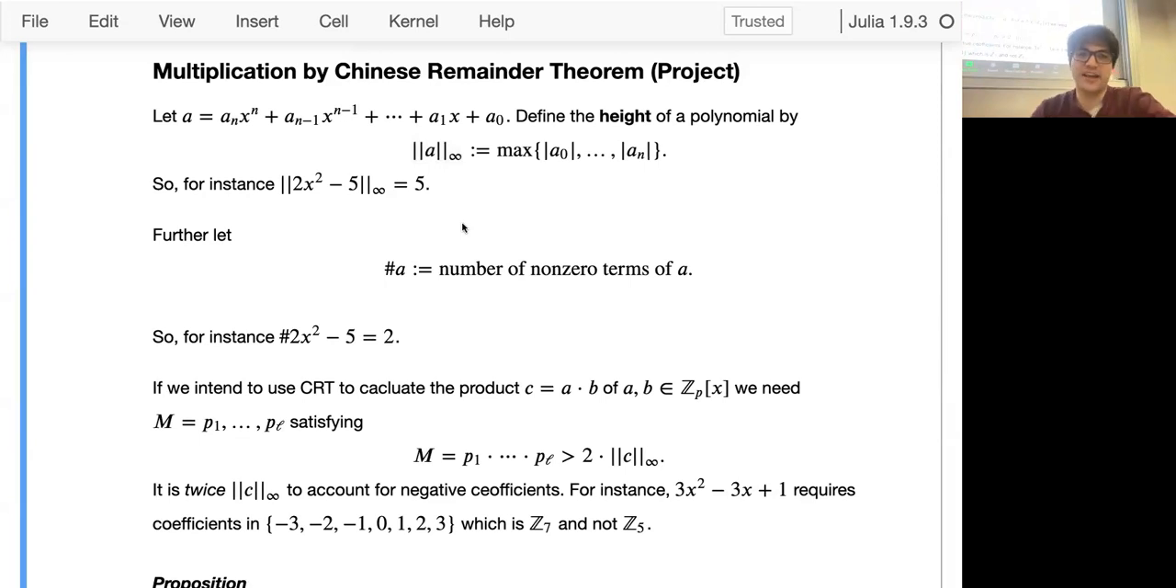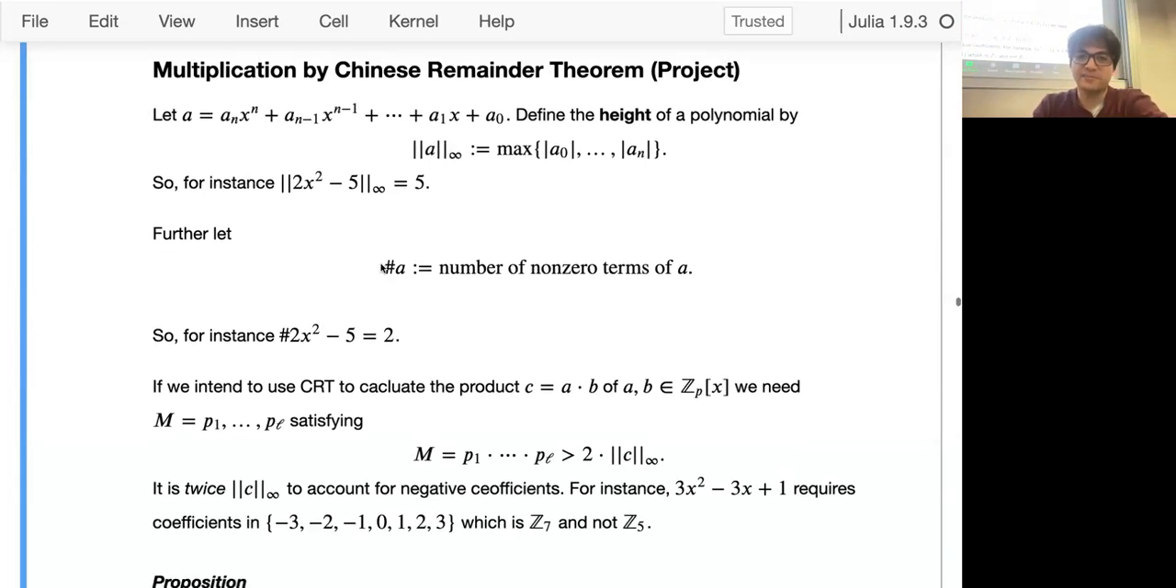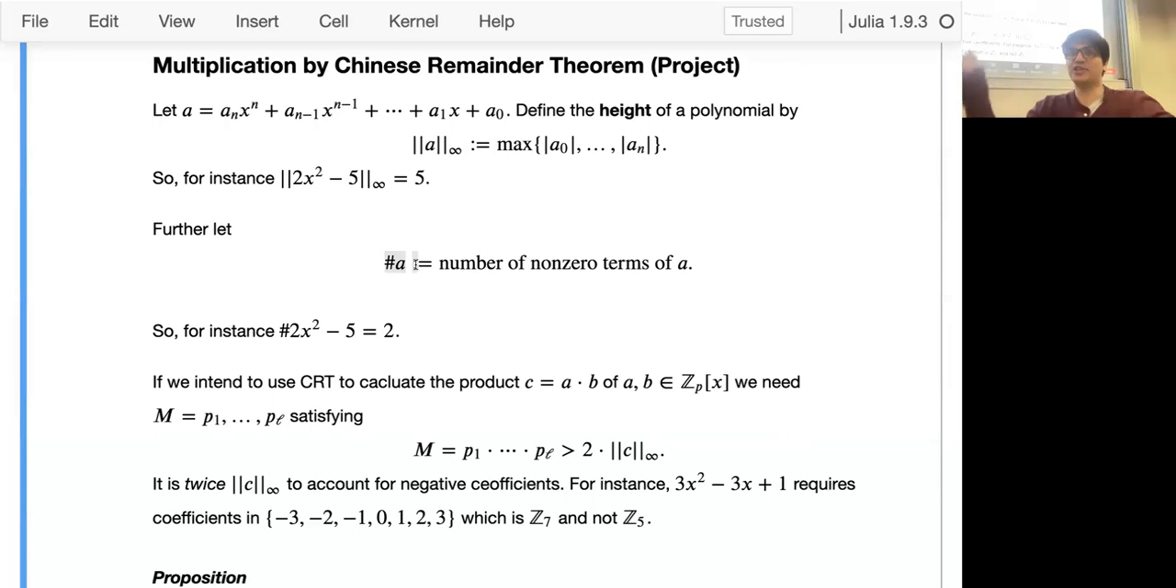We're also going to denote by number A, or hash A, as Gen Z would call this, the number of non-zero terms of A. So the number of non-zero terms of 2x squared minus 5 is 2. How many non-zero terms can a polynomial of degree n have? n plus 1. Good.